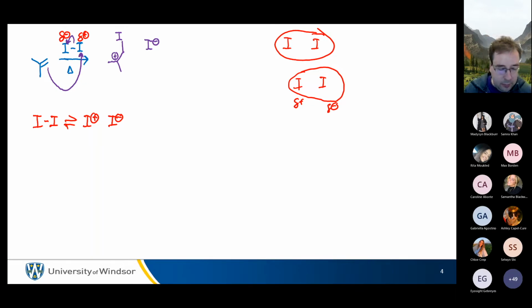Okay, so we get this. Now, can somebody guess what the next arrow is going to be?